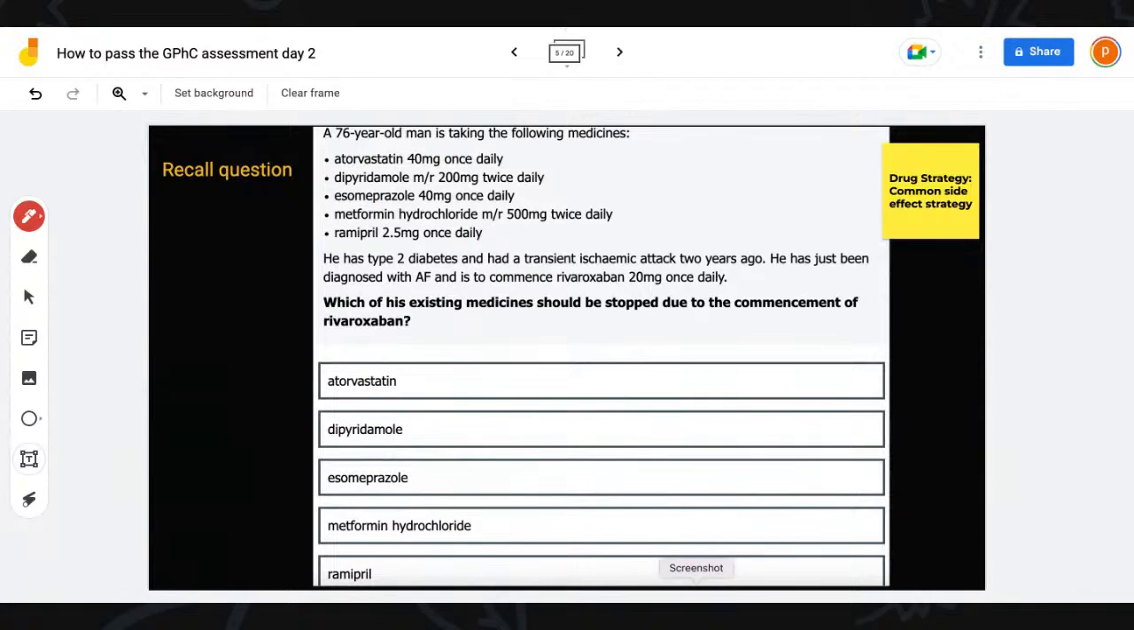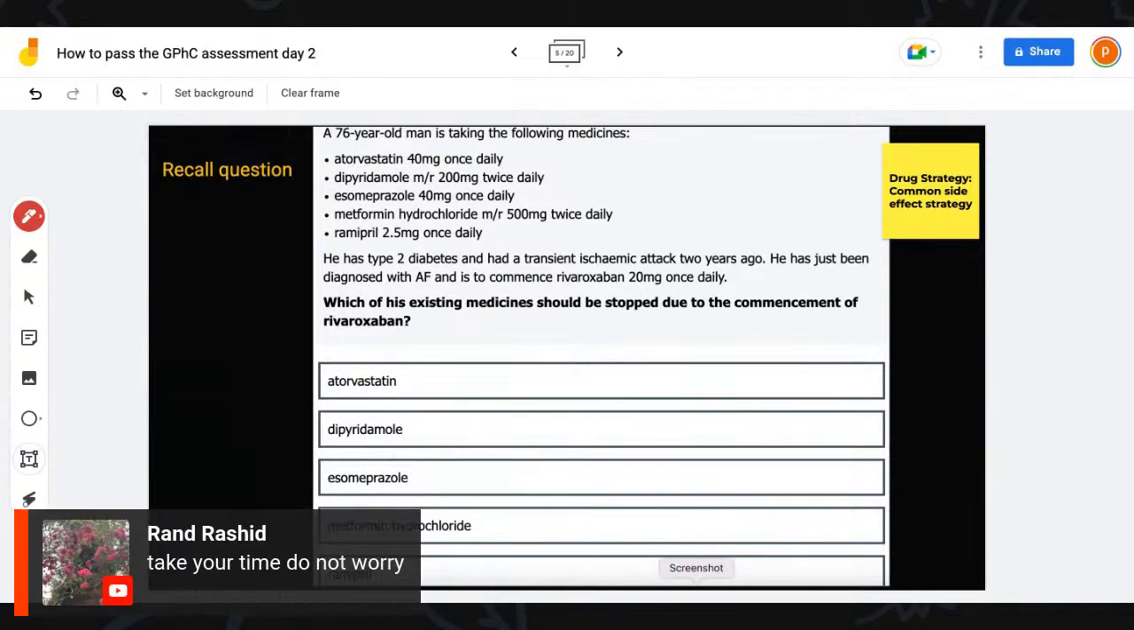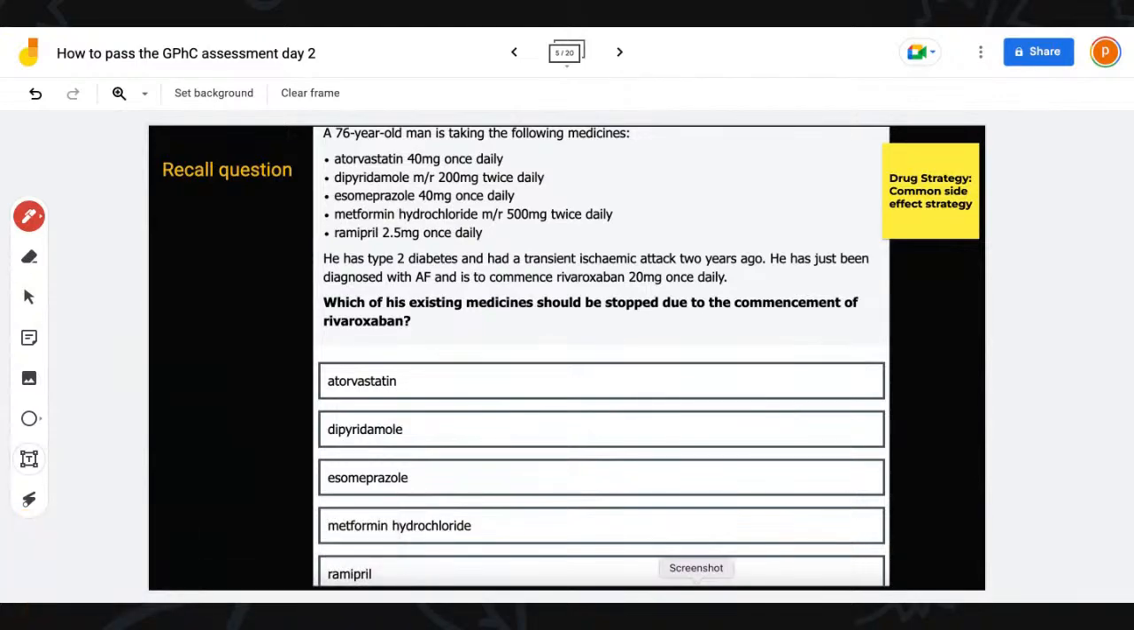Ran says, take your time. Don't worry about Iran. I will always take my time. I'm here for everyone, and I'm going to make sure every single person understands before we move on to the next thing. Your pace is fine, it is perfect. It's all about understanding. So I'm getting your answers. Dipyridamole, fantastic.